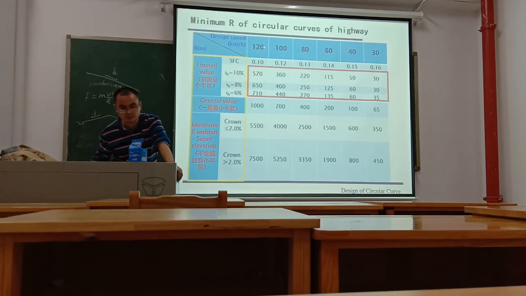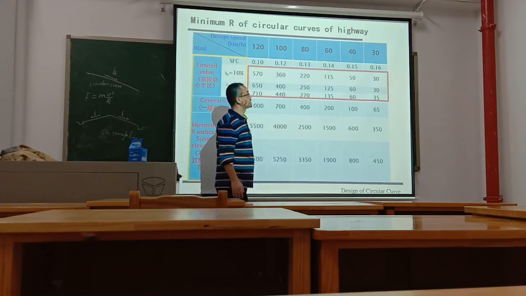Every column is different, of speed, different speed. This is the general value. This is the minimum R without super elevation, and with super elevation. Can you understand this table?